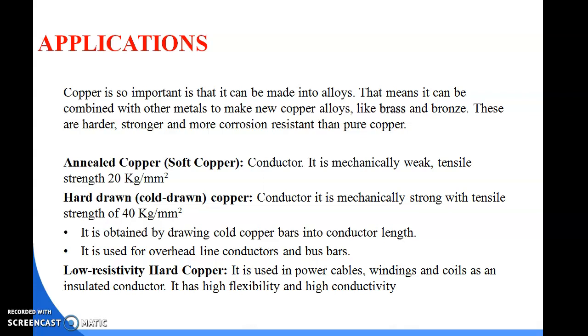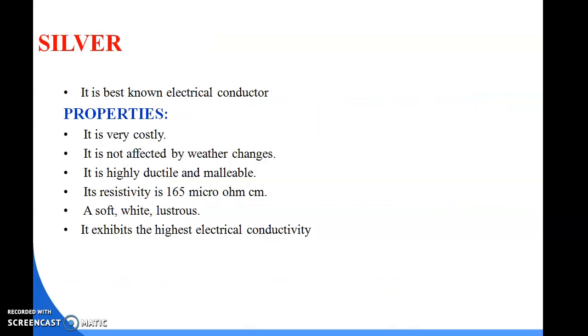We know the power cable. Winding, as in a DC generator, includes armature winding, coils, and insulated conductors. It has high flexibility and high conductivity.